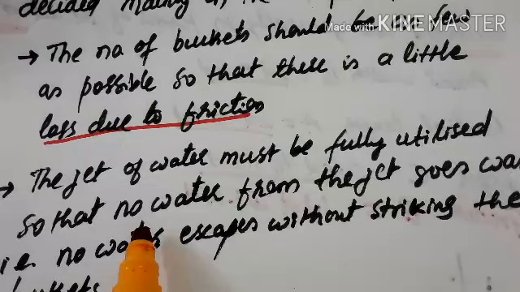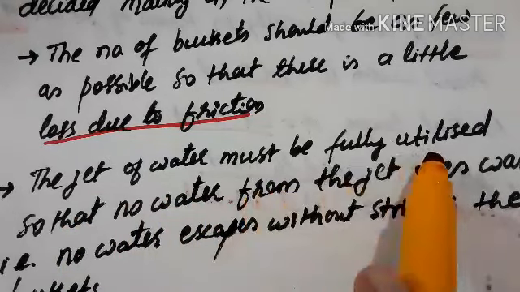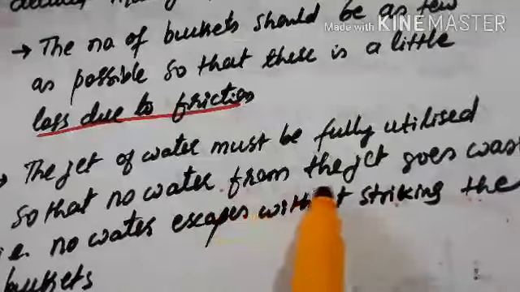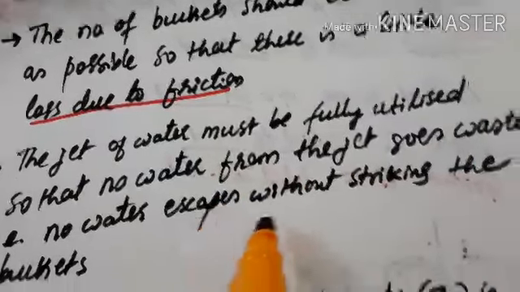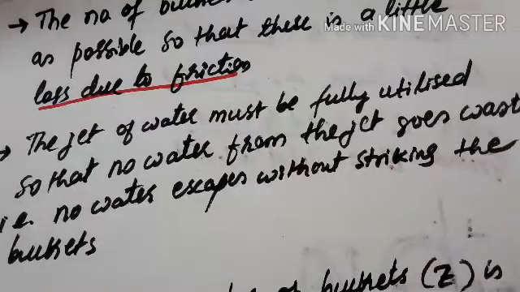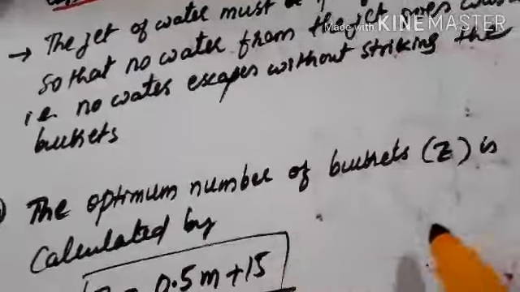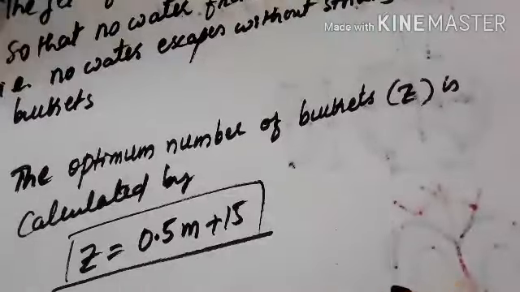All the water coming through the penstock and the nozzle should be utilized completely. That's why the principle is that the jet of water must be fully utilized so that no water from the jet goes waste, that is, no water escapes without striking the buckets. All the jet coming and hitting the buckets should be received. So based on these two principles, the optimum number of buckets is given on the Pelton wheel.